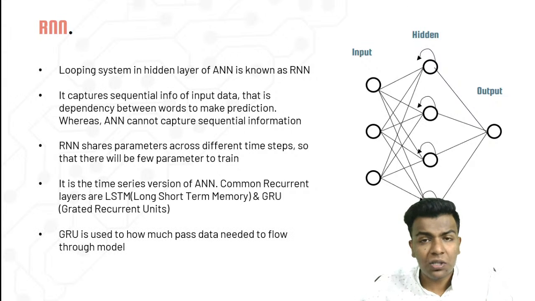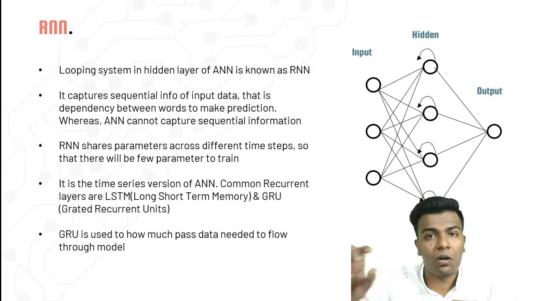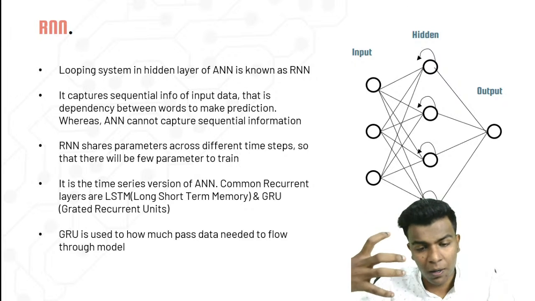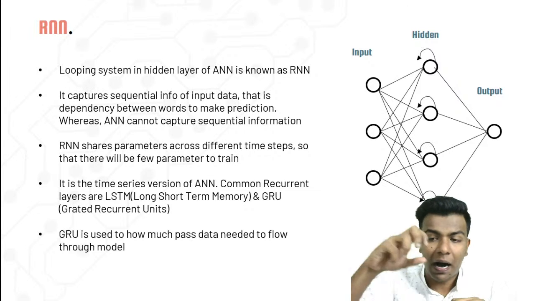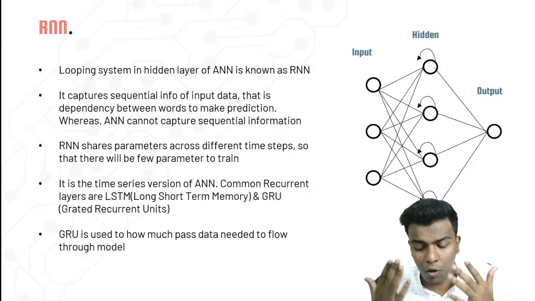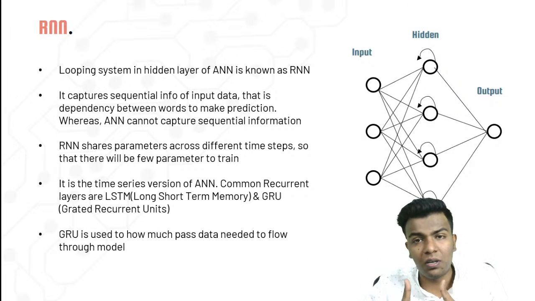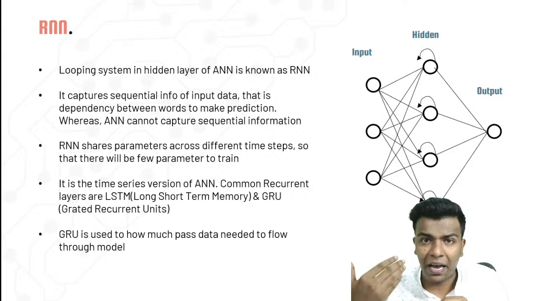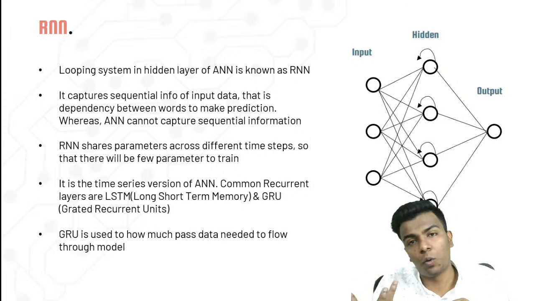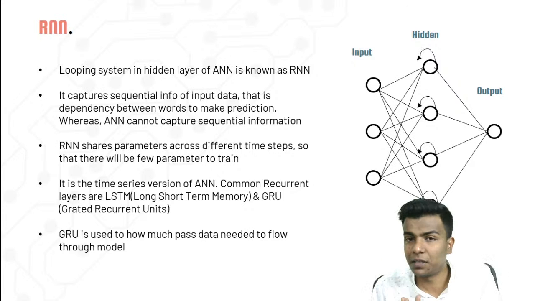And GRU means it will have a kind of flow control, to decide how much data or information should pass through each and every layer. If a large bunch of data is entering, we may have a lot of problems at that time. So GRU will control the flow of data between neural networks.